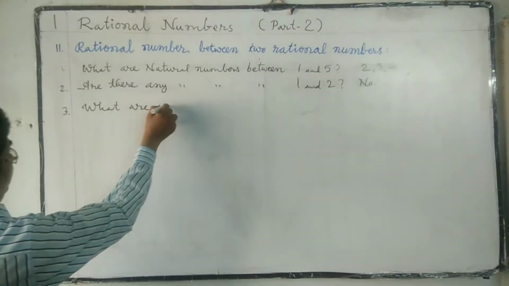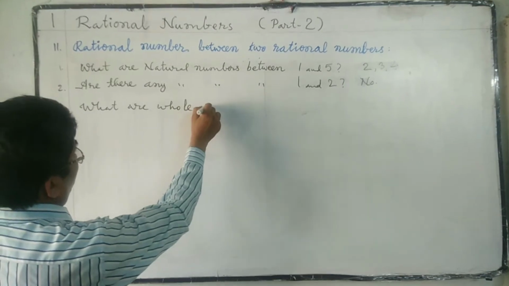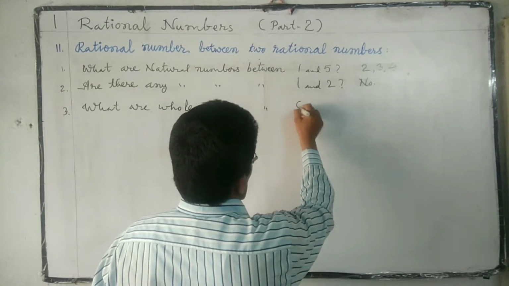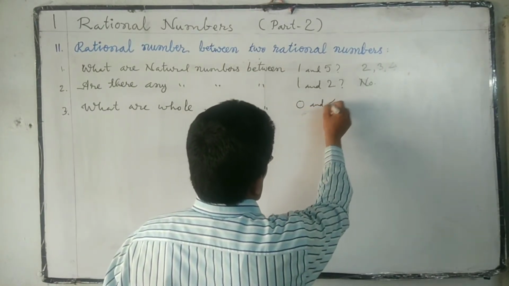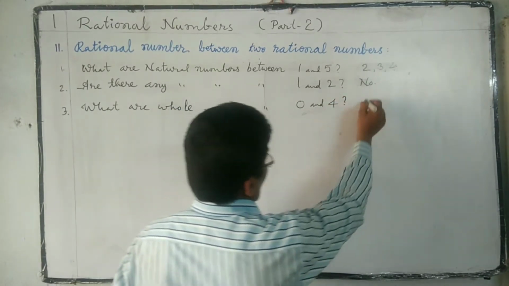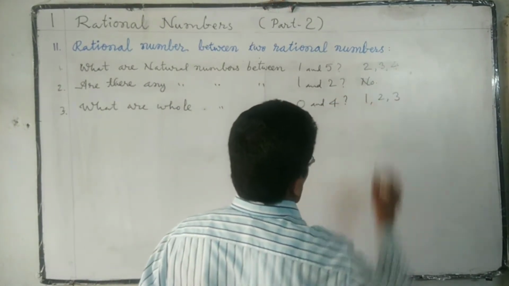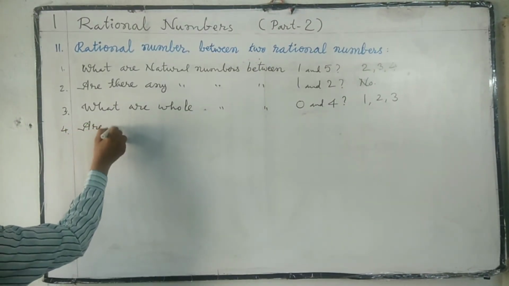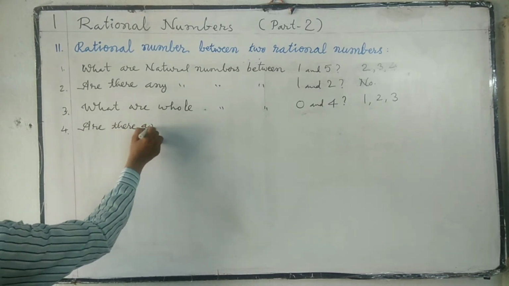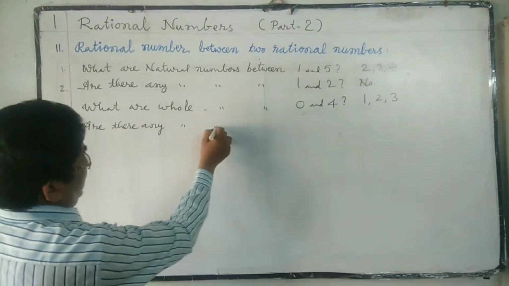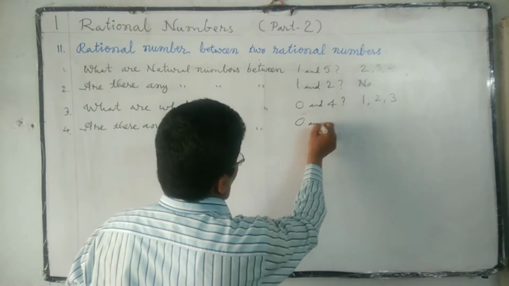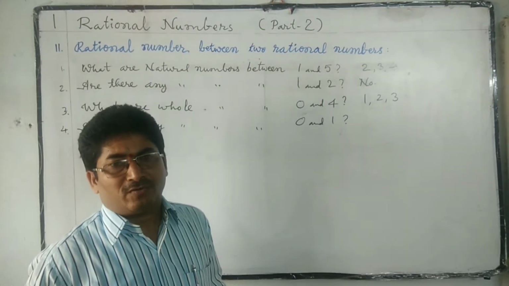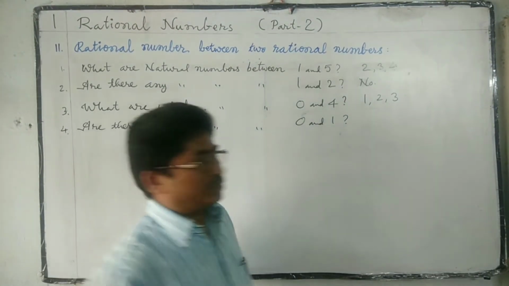What are the whole numbers between 0 and 4? 1, 2, 3. Are there any whole numbers between 0 and 1? No whole numbers between 0 and 1.